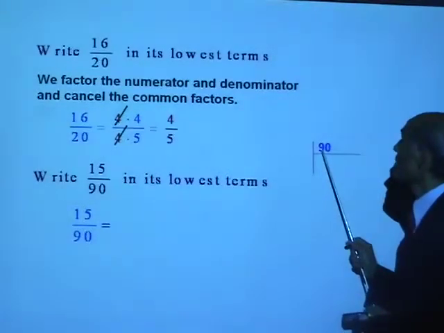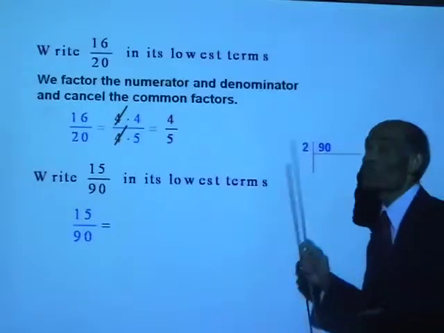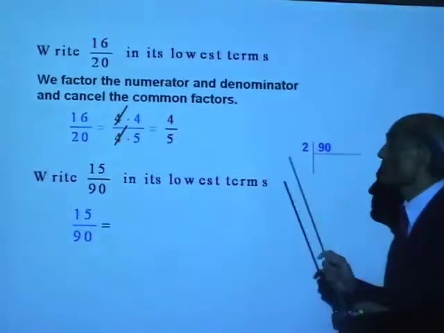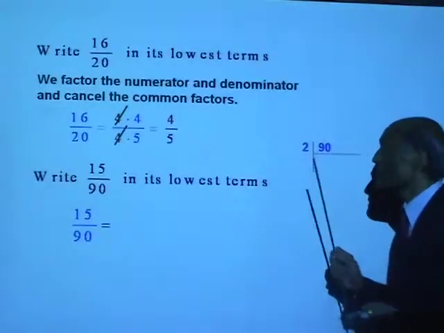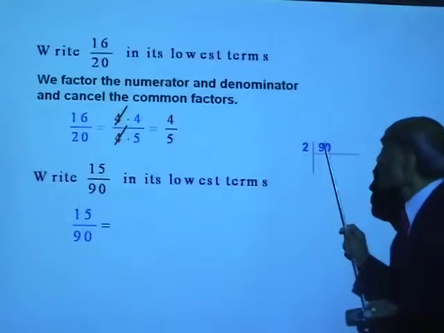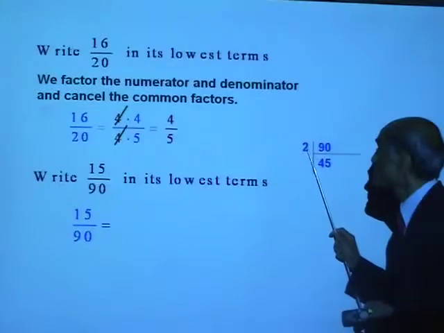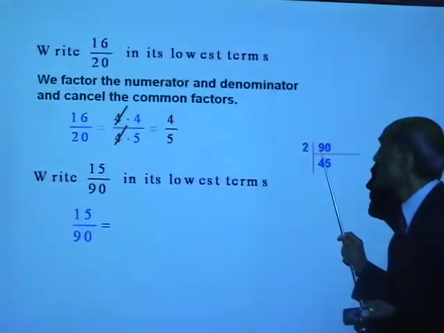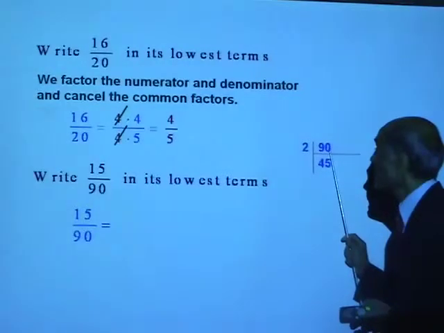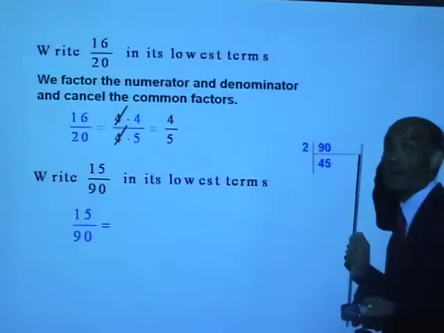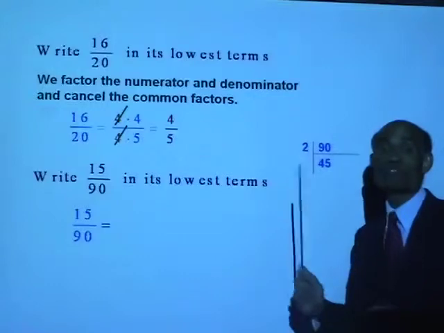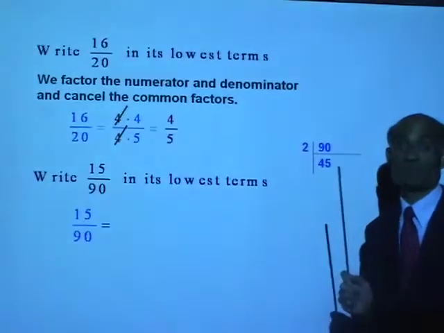What is the number you can divide 90 by? You know it can be divided by 2. What is 90 divided by 2? 2 goes in 9 4 times. 4 times 2 is 8. 9 take away 8 is 1. 1 and 0 is 10. And 2 goes in 10 5 times. 90 divided by 2 is 45.